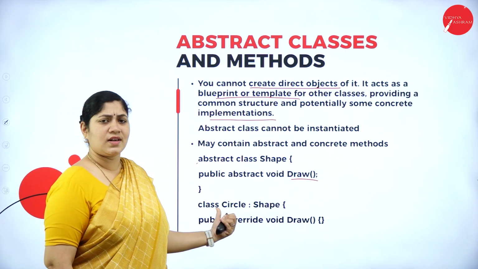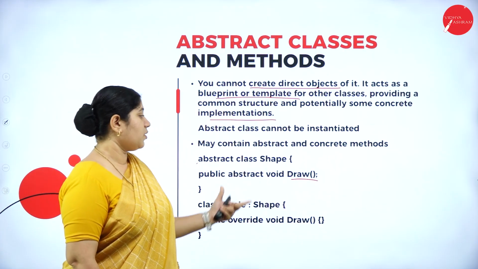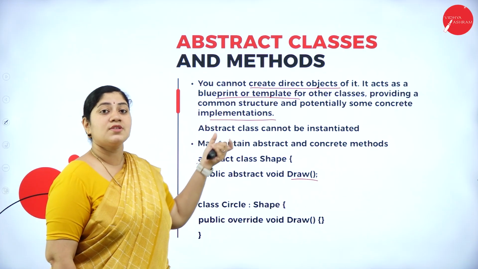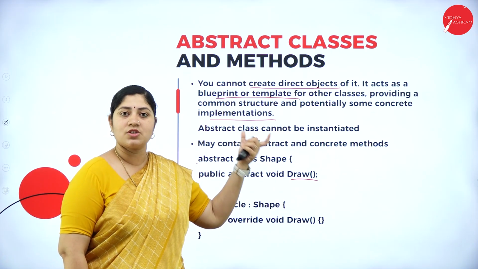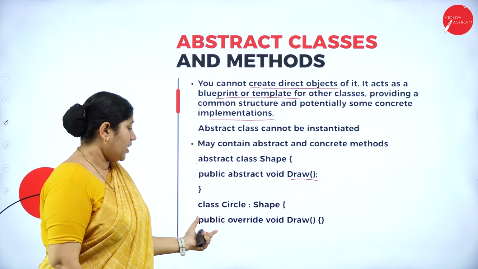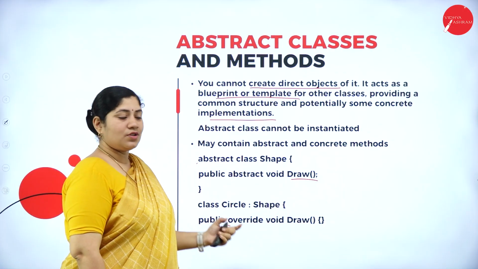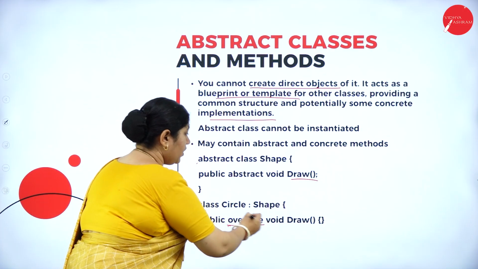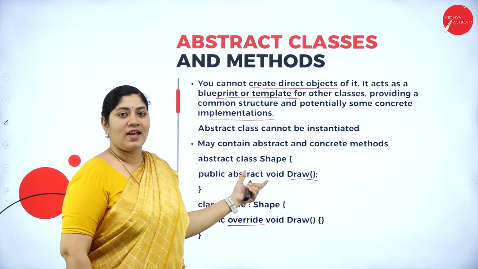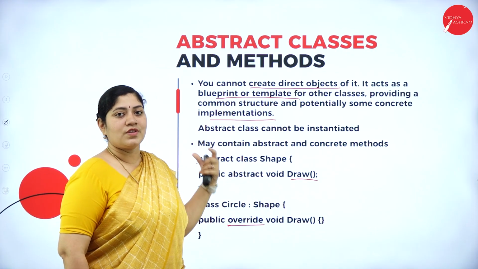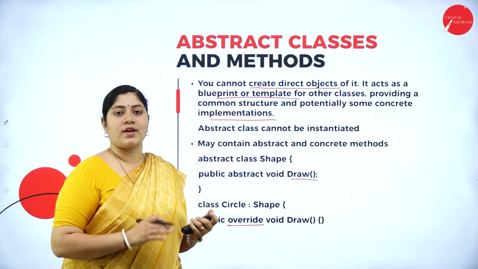So over here we can see class Circle : Shape. It is following the same set, but it is only redefining what has to be changed or updated. So yes, public override void Draw. We are overriding the abstract method. That's the use of this abstract class and the abstract method.